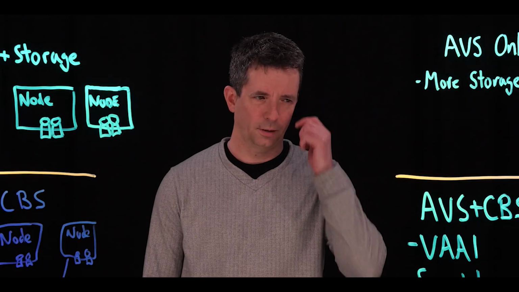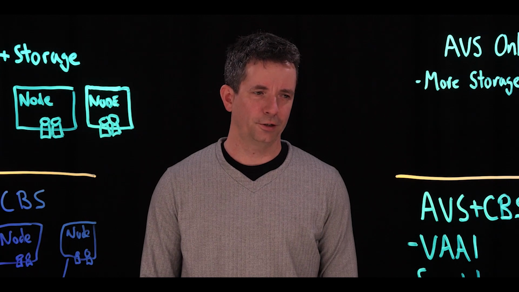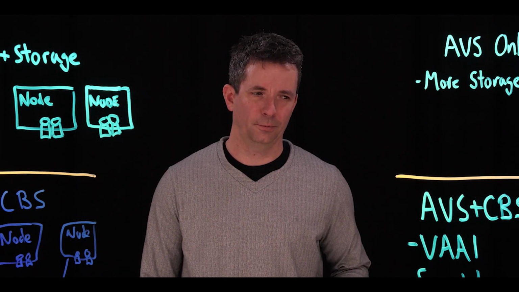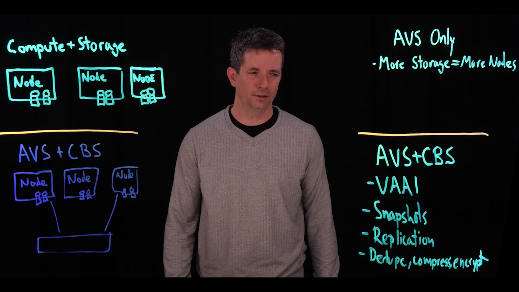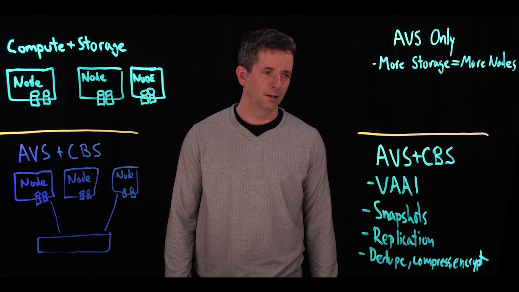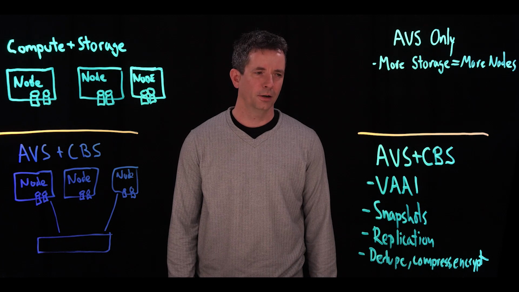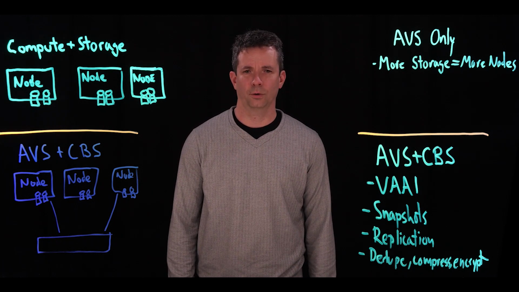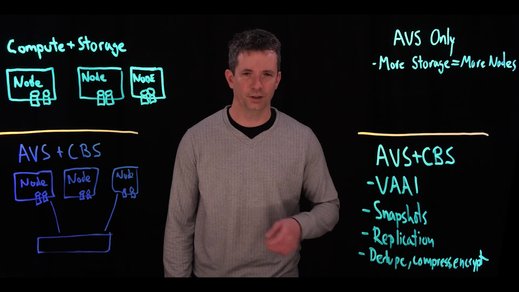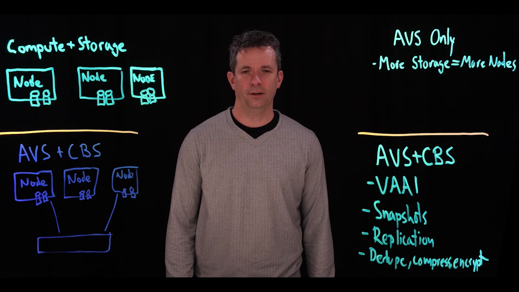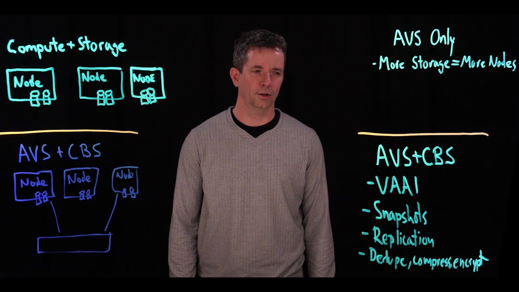Let's briefly double-click on each of the features that Cloud Block Store brings to the table, besides obviously lowering TCO in terms of node count. First one's VAAI, VMware API for array integration. What this really does is it offloads those really storage-intensive operations from your AVS nodes onto Cloud Block Store itself.